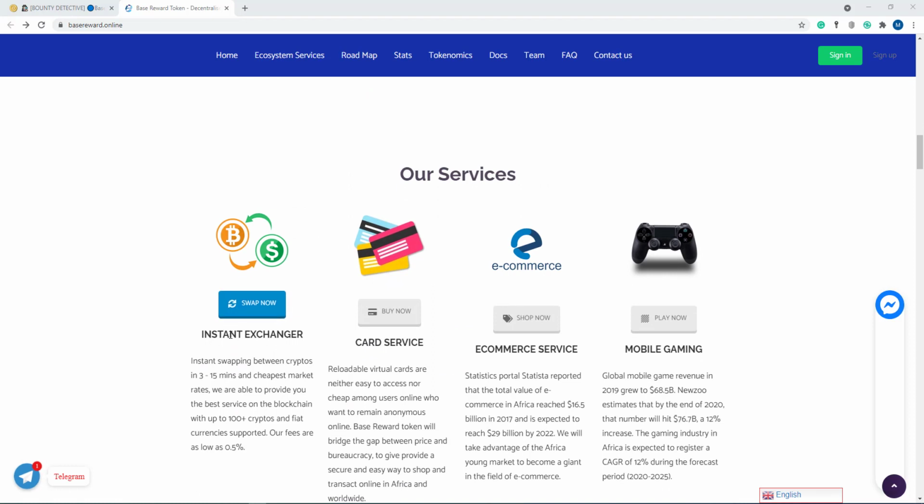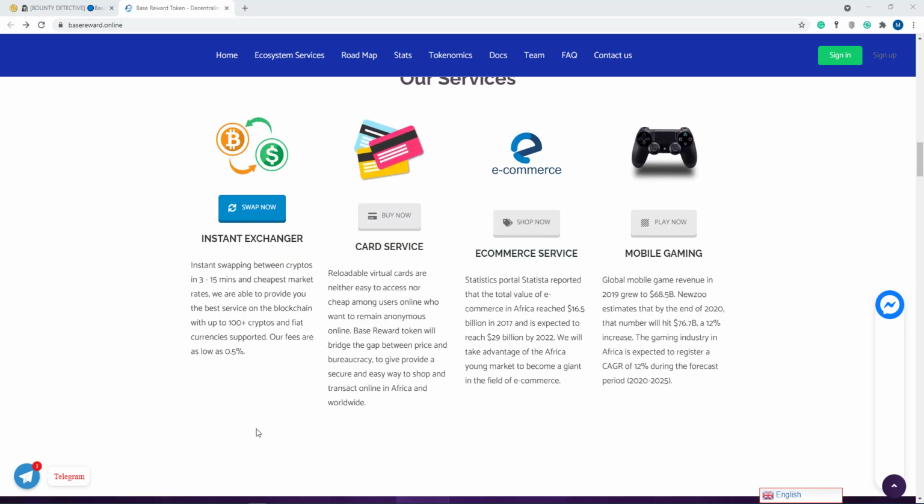Shop now, instant exchanger. They include it in their website. You can exchange your token instantly. Here there's a ShapeShift deck, instant swapping between cryptos in 3 to 15 minutes at the cheapest market rates. We are able to provide you the best service on the blockchain, with up to 100 plus cryptos and fiat currencies supported. Our fees are as low as 0.5%. Their fees are very low.